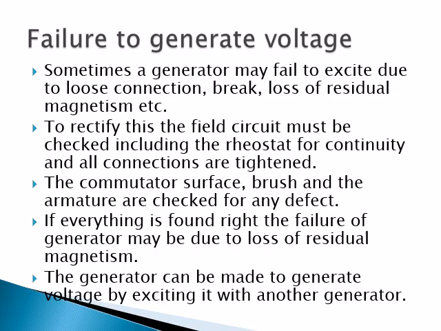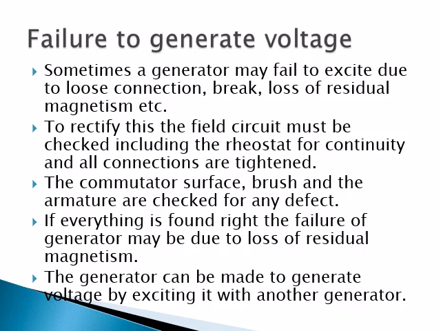Next is about failure to generate voltage. Sometimes the generator may fail to excite due to loose connections or breaks or loss of residual magnetism, etc. To rectify this, the field circuit must be checked, including the rheostat for continuity, and all connections tightened, and the commutator surface, brush and the armature are checked for any defect.